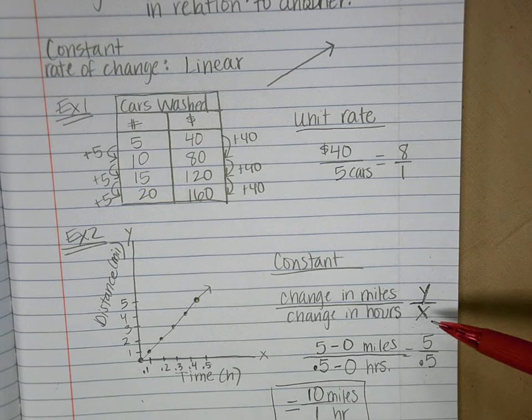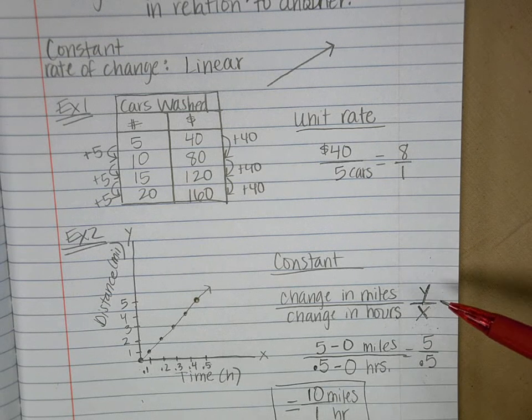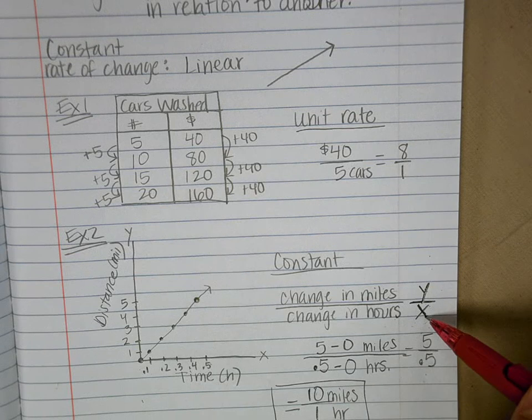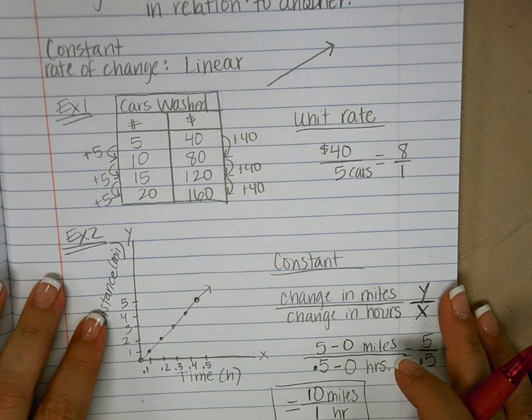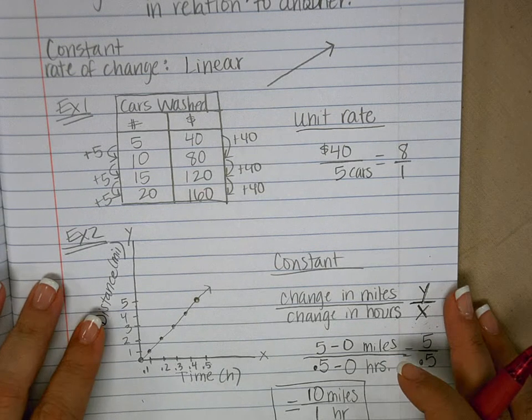If you flip-flop these around and you did hours over miles, it will be wrong. You need to have y and then x. Okay? So this is going to keep coming up for a long time in math. We call it other things as we move on. But just for Math 7, we're just going to go with that. Any questions? Nope. Got this? We're going to do some practice now.